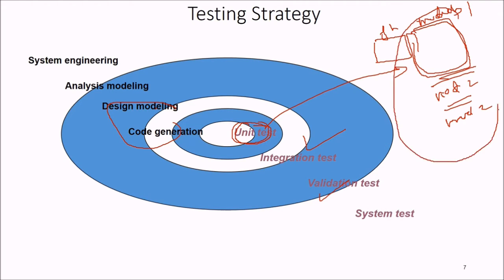Then once you have seen the validation test, you have combined them, you have checked them, you go for the system test. And this validation test is with respect to the analysis modeling. Whatever you have found in the models you have made in analysis, the validation test is based on that.